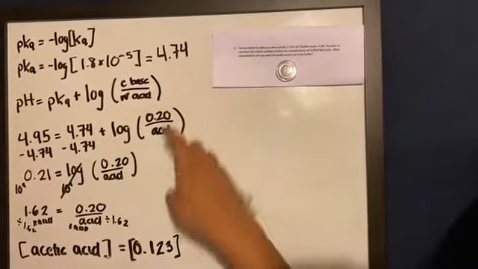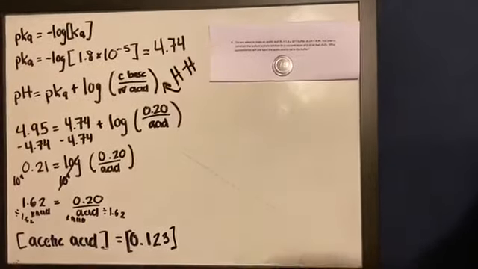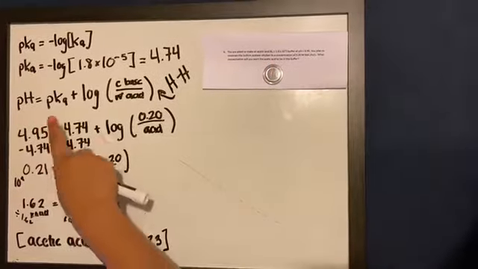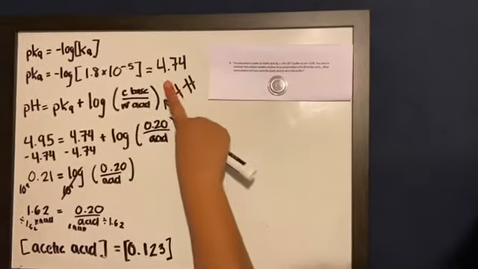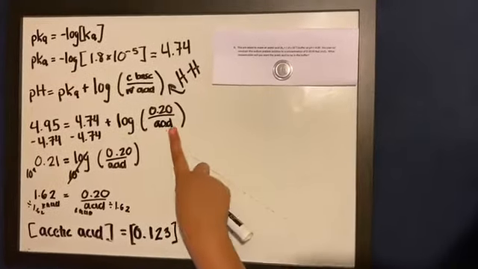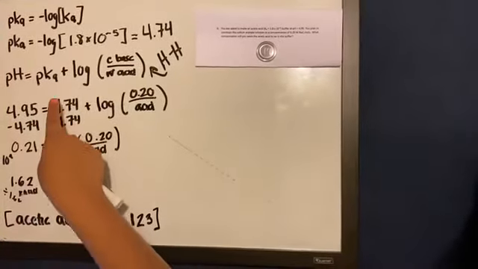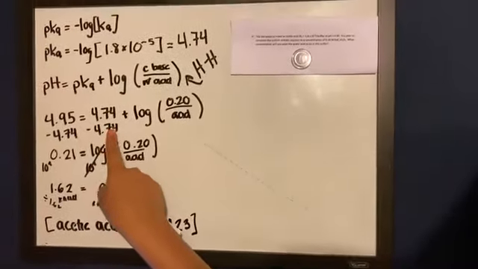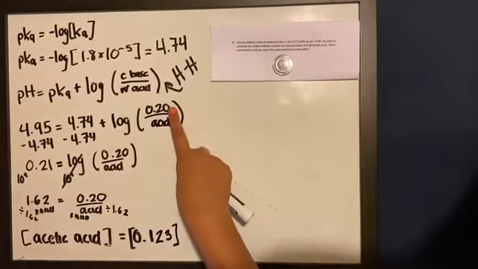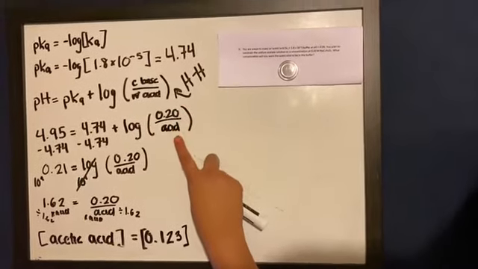So we use the Henderson-Hasselbalch equation to figure this out, and we need the pKa. So we know the Ka, so to figure out the pKa, we just do negative log of the Ka, which comes out to be 4.74. So now we have everything to figure out the acid. So we plug in our givens, so our pH 4.95, and then our pKa is 4.74, plus log of the conjugate base, which we know is 0.2, and our acid is what we are trying to figure out.